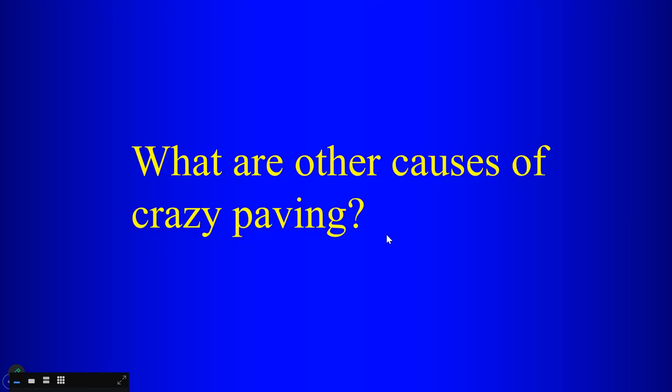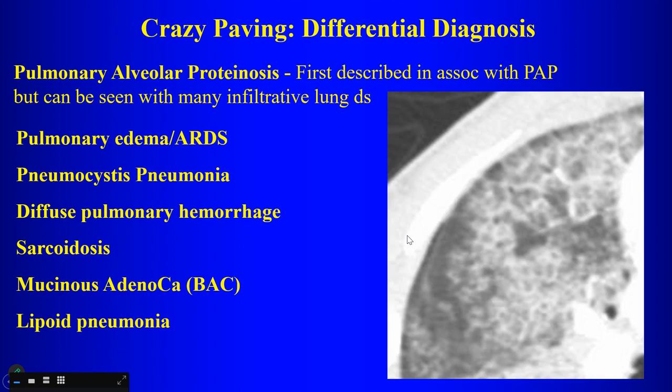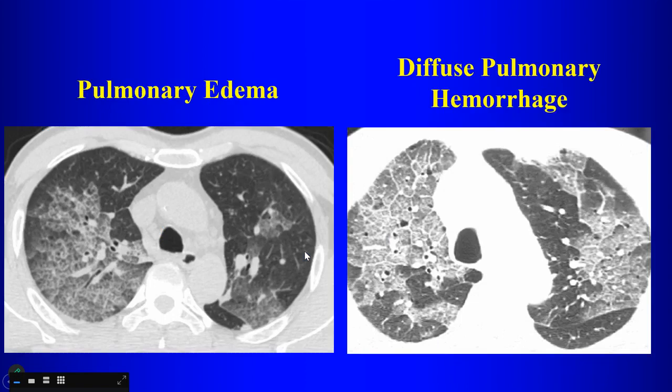What are other causes of crazy paving? Now, alveolar proteinosis is extremely rare, right? So in most cases, if you see crazy paving, it is caused by something else. It is not specific for alveolar proteinosis. So in clinical practice, if you see it, it is probably something else, okay?